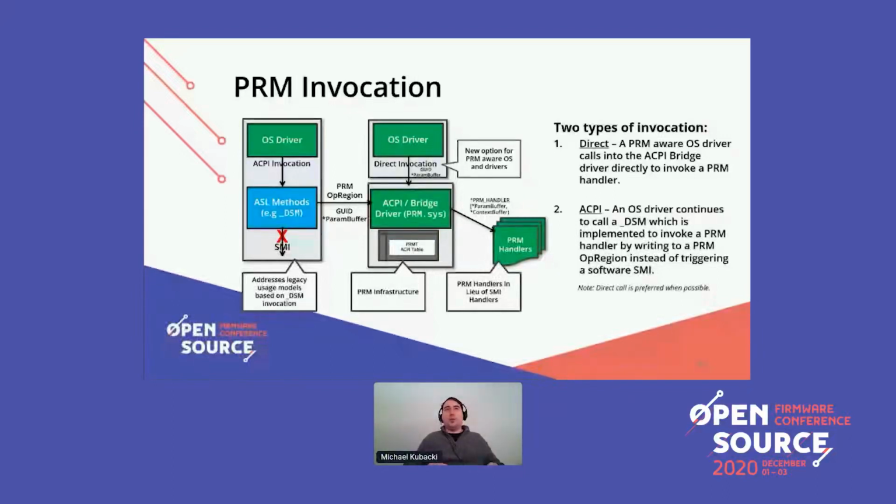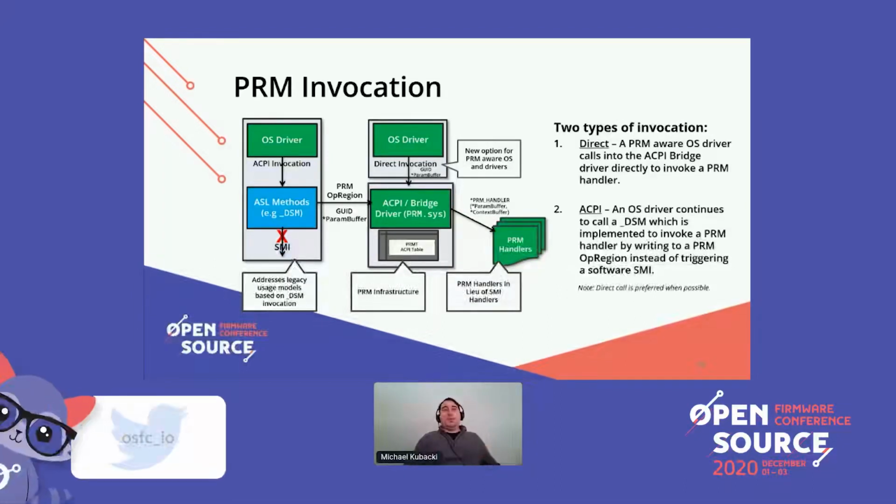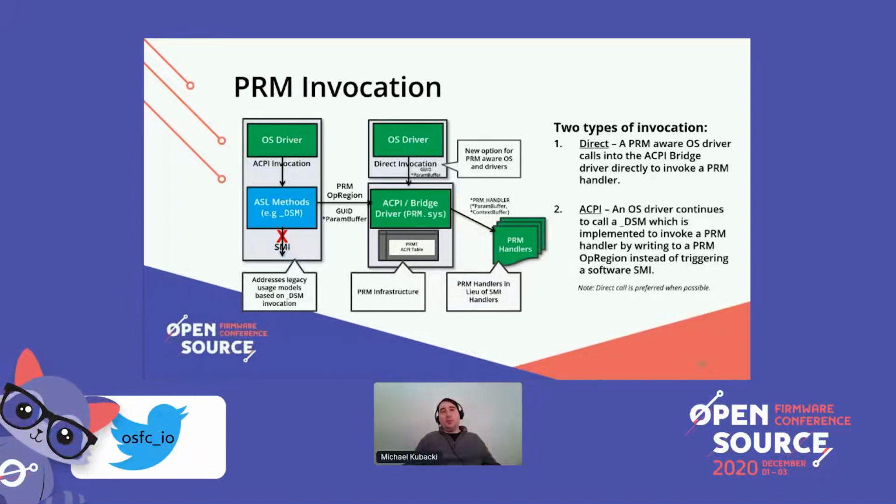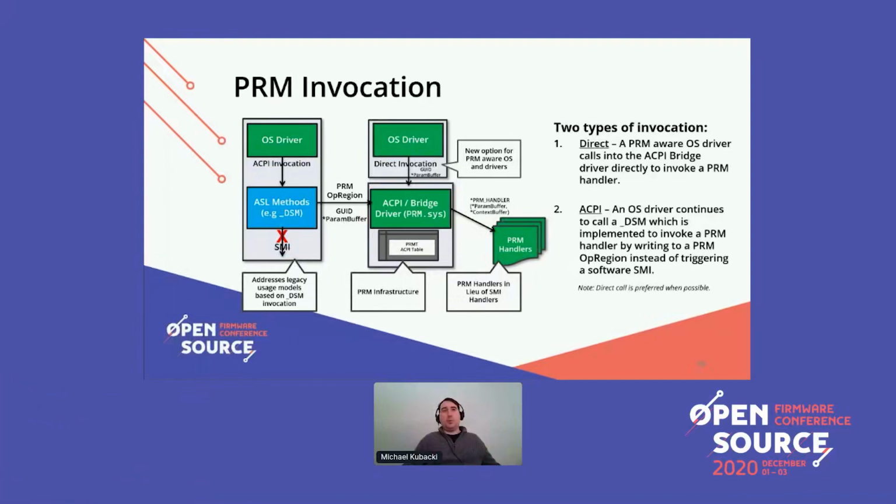There are two ways to call PRM handlers. As we discussed, there is the ACPI way, which is through the DSM, for example. The OS driver would call its DSM, and the DSM would call a PRM handler. It does that through a new op region type that we are introducing called the PRM op region, the platform runtime mechanism type for the op region. Whenever the DSM gets control, it would form a data buffer and fill in some information about the PRM handler it wants to call. PRM handlers are identified by GUIDs.